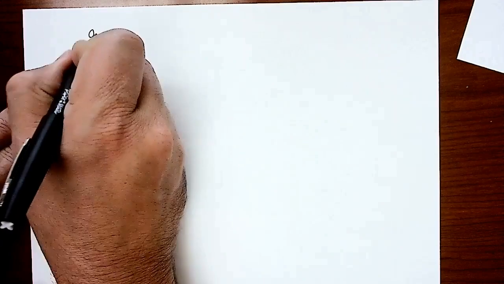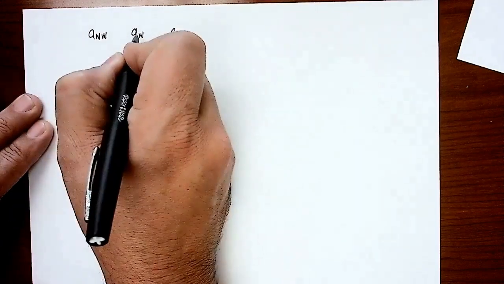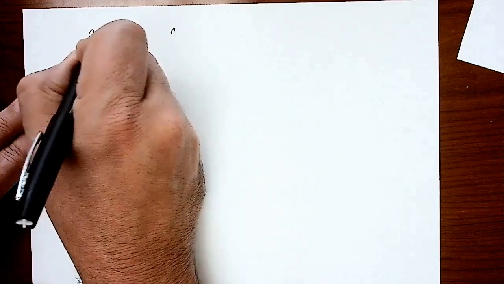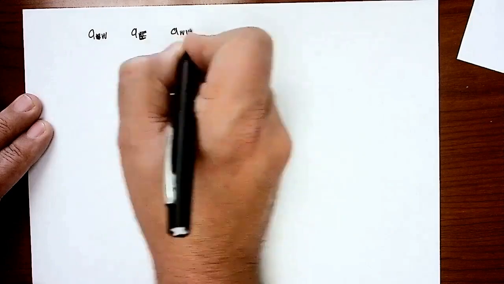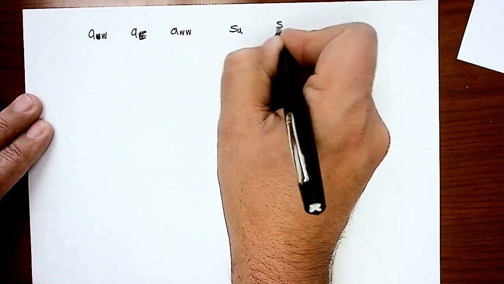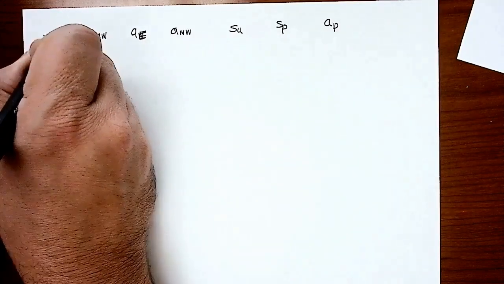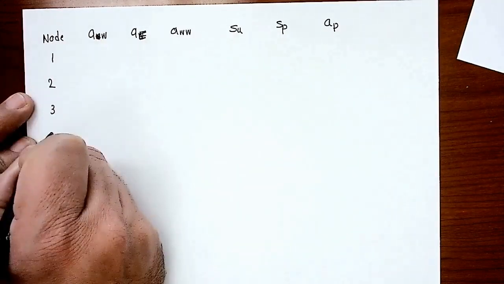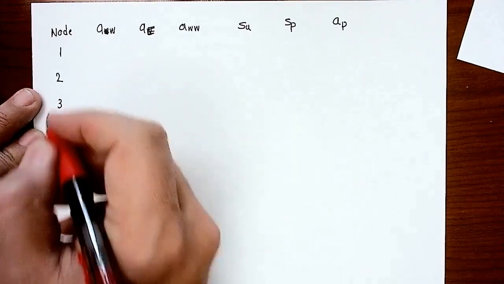I have A West West. I have A West. Actually, we'll start with A West first. A East. A West West. Then I have SU, I have SP, and I have the AP value. That's node 1, 2, 3, 4, and 5. Then we'll put the values in a red pencil writing here.